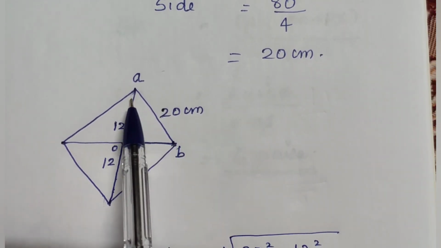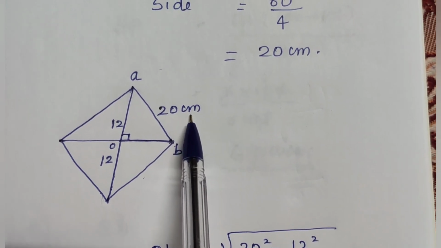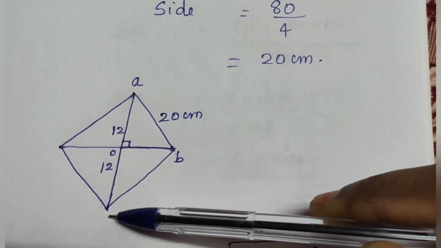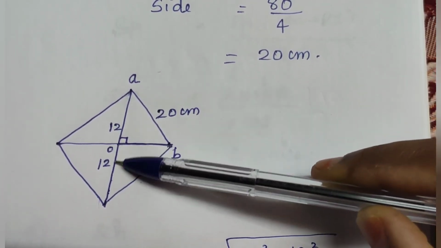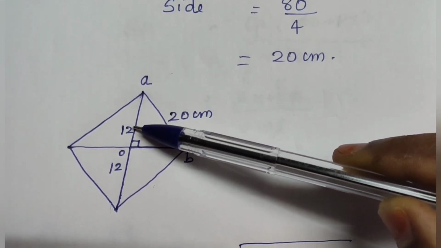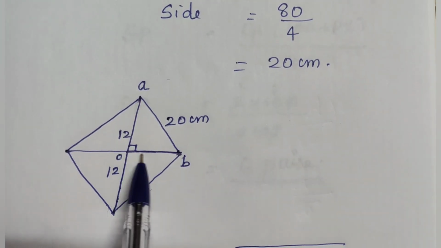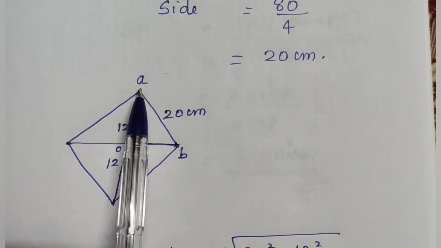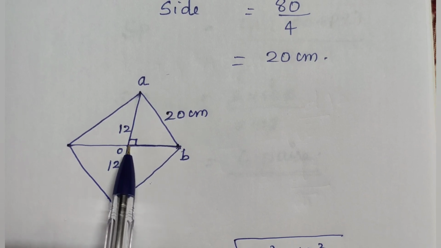So, here we got one side of the rhombus as 20 centimeter. Also, in the question they have given the diagonal is 24 centimeter, which means the diagonals bisect each other. They are perpendicular bisectors. So, we can write 24 centimeter diagonal as 12 and 12. So, here we get a right triangle. Can you understand? Here we get a right triangle. And this is the hypotenuse of the triangle, and this is the altitude of the triangle.